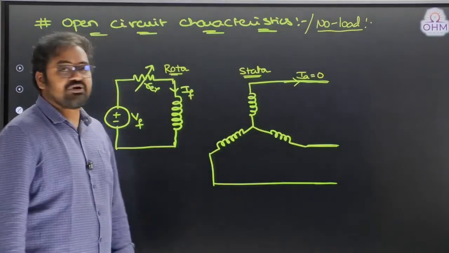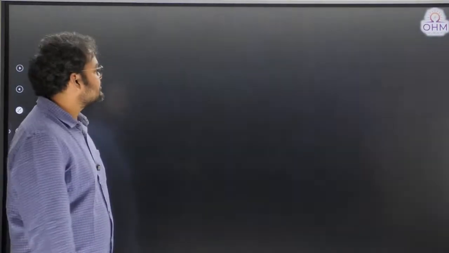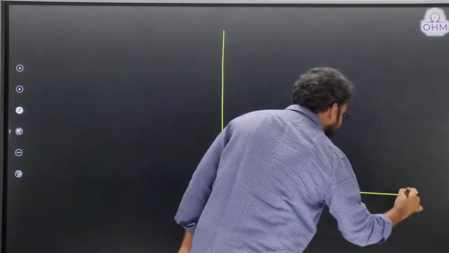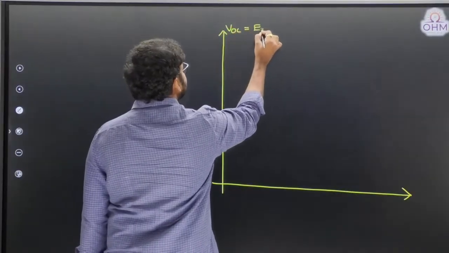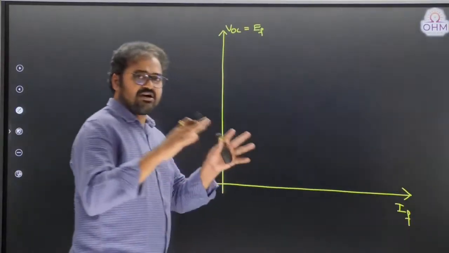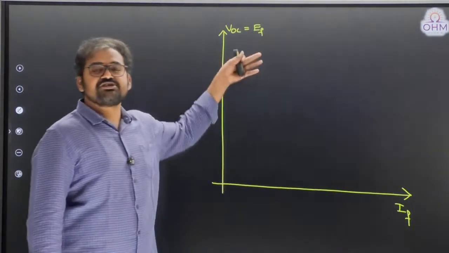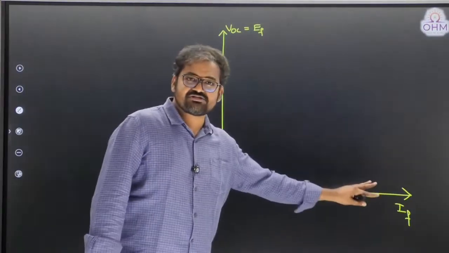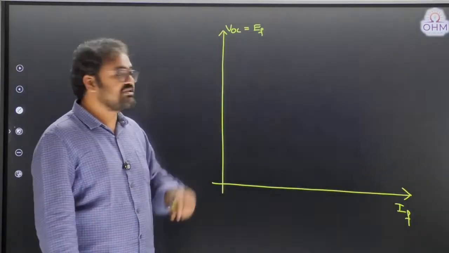So first let us try to understand between which parameters we are going to draw the open circuit characteristics. Remember, open circuit characteristics are drawn between open circuited terminal voltage, that is nothing but indirectly EF, with respect to field current. That means our aim is to observe how the induced EMF of the alternator changes by changing the field current value. If the field current changes, how does the induced EMF value change? That is why we are drawing this graph.